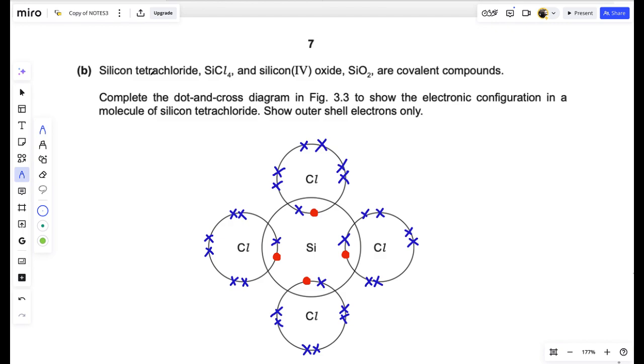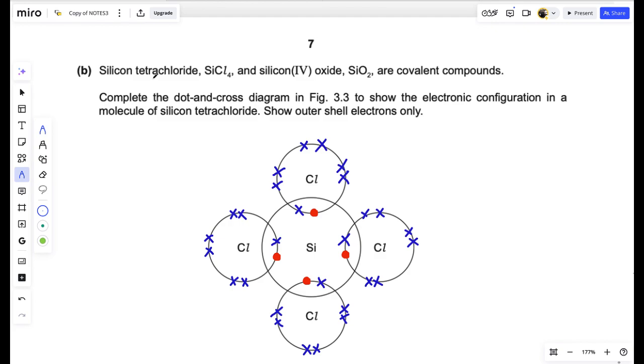Now, the B part of the question says silicon tetrachloride, SiCl4, and silicon 4 oxide, SiO2, are covalent compounds. Covalent means they share electrons. No one donates to anyone. It's bonding. You bring, I bring. Cooperation. You bring, I bring.